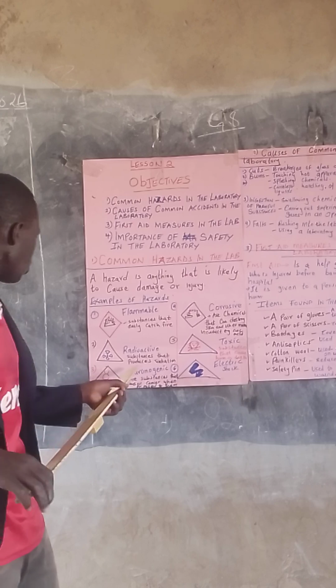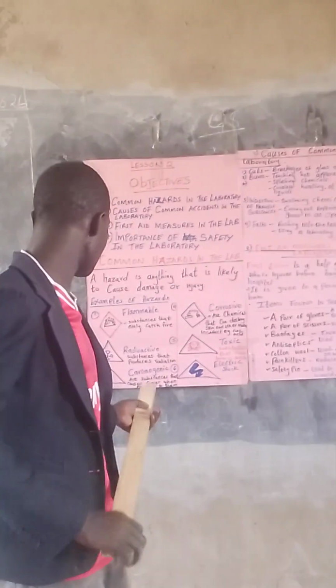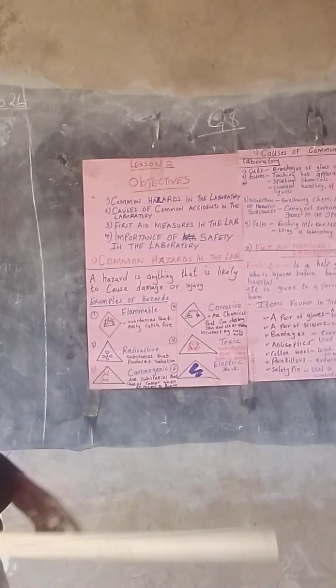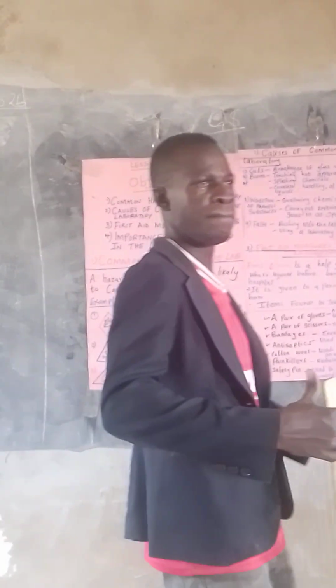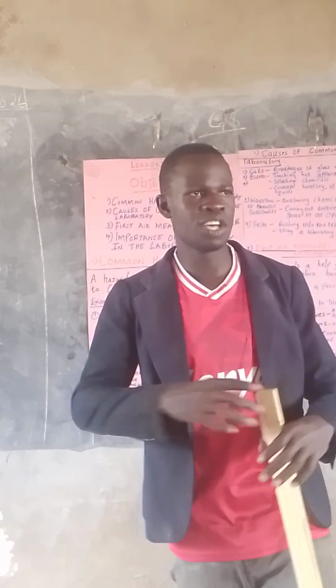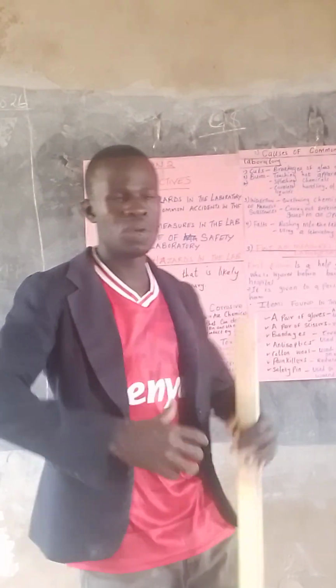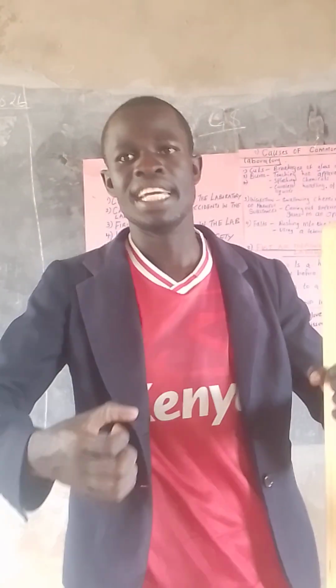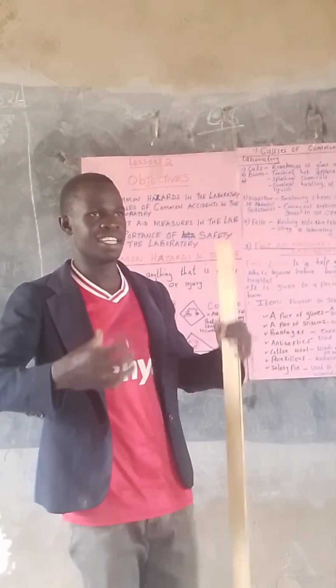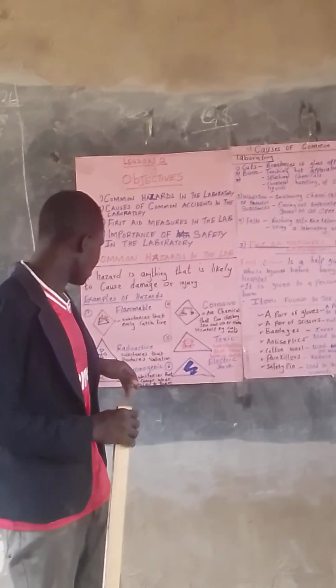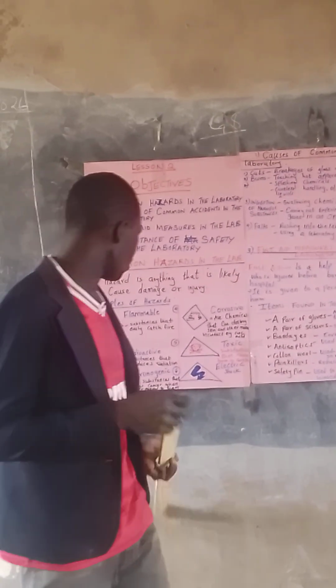Then thirdly, we have what we call carcinogenic. Carcinogenic are substances that cause cancer when exposed to them. They result in cancer. For example, we have X-rays and gamma rays. When we are exposed to X-rays, they can cause cancer, skin cancer. Therefore, we should take safety measures over that.